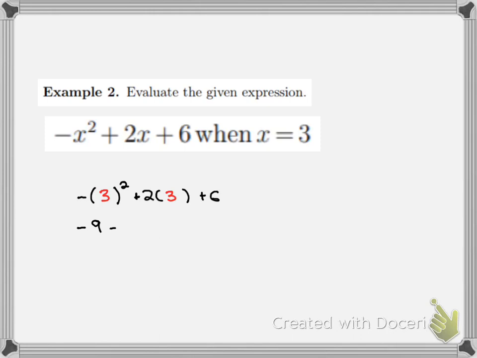So I have -9 plus 6 plus 6. Okay, -9 plus 6 is -3. -3 plus 6 is 3. So that means that this polynomial, evaluated at x equals 3, is equal to 3.